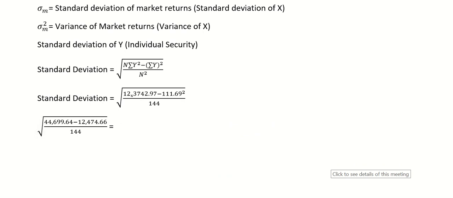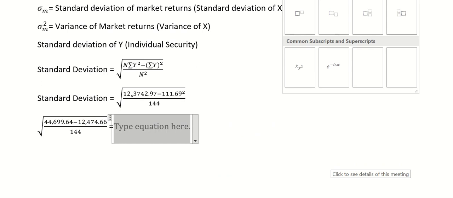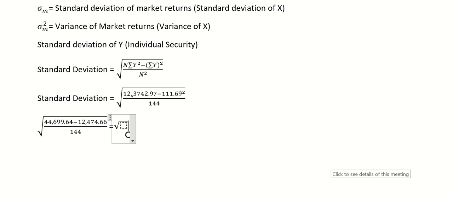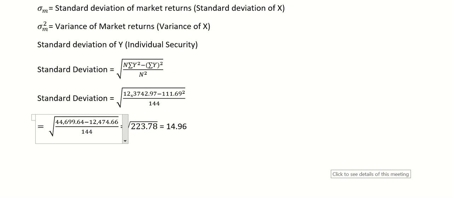I'll just write the square root value as well, so that will be easier for you. So this value is 223.78, and the final answer is 14.96. So this is how we have calculated standard deviation of y. Now similarly we will calculate standard deviation of x, right?